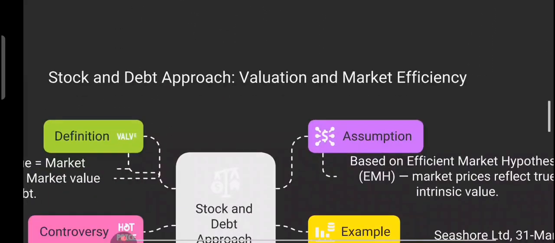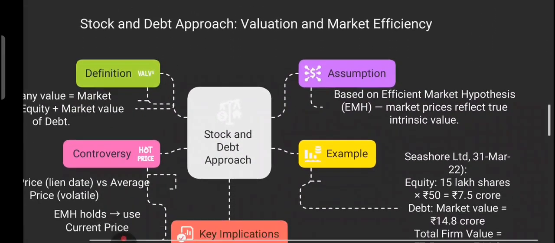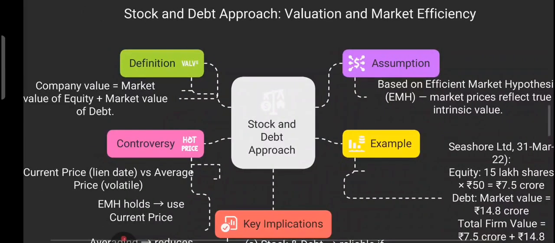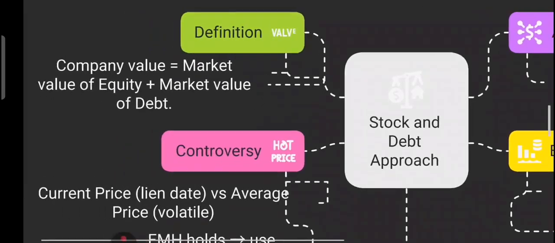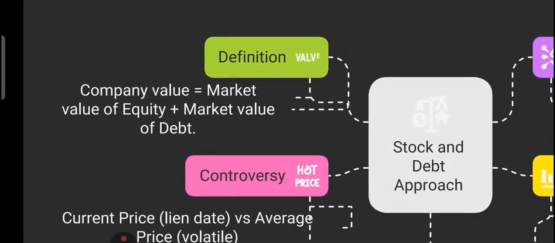Now friends, have a look at the first approach. I told you, the stock and debt approach is very important. We are going to clear every aspect here. When valuing a company, one trusted method is the stock and debt approach. If you look at the definition, it is simple. Just add the market value of equity and the market value of the debt. That is your total company value. That's so simple.